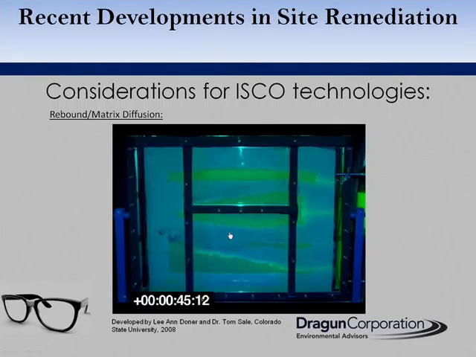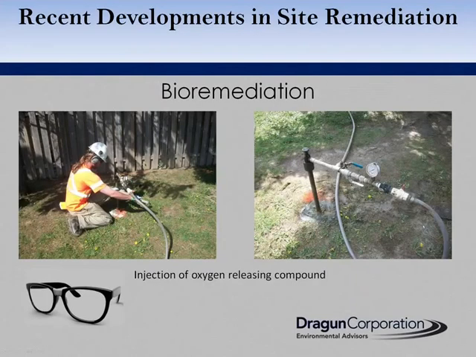So I think it's a good visual illustration of how matrix diffusion works when you've got interbedded high and low permeability materials. This goes on for another couple minutes, but there's really not much more to see. So I'll go ahead and stop it here and turn it back to Andrew.